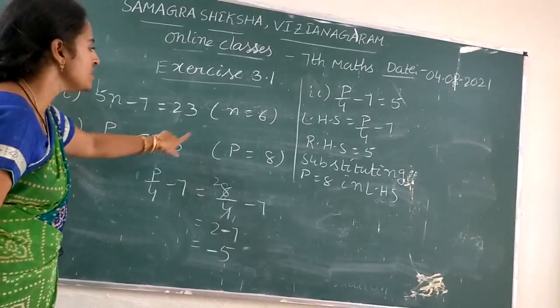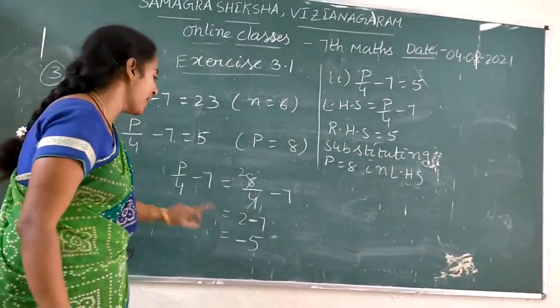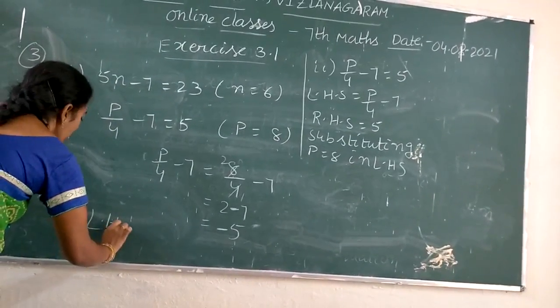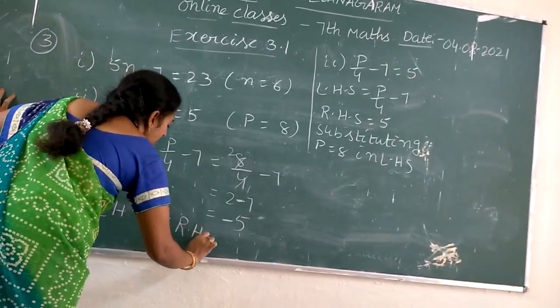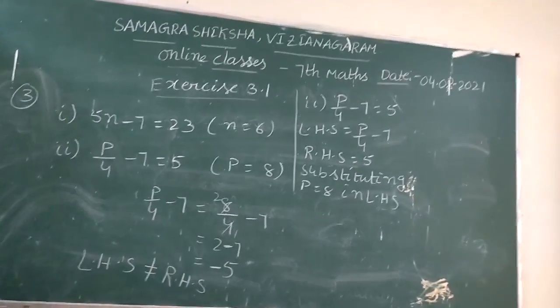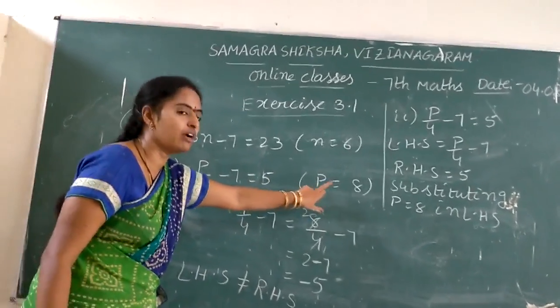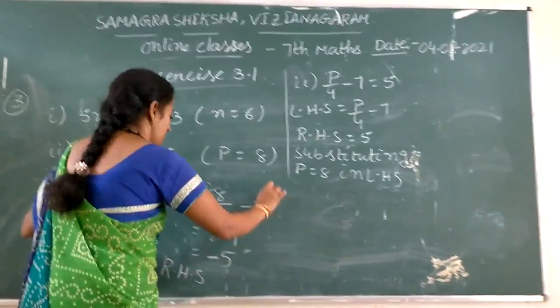Here the LHS value is 5. We get LHS as minus 5. So here clearly LHS is not equal to RHS. So here the value of P equal to 8 is not a solution of the given equation.